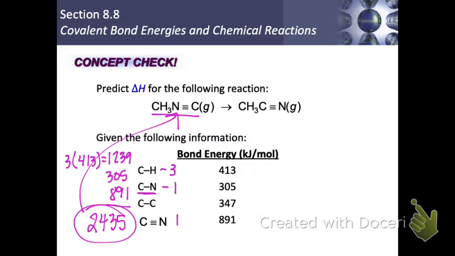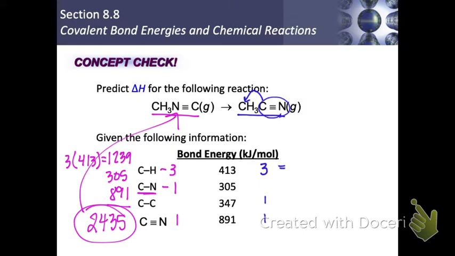Without drawing out the molecule, let's see if we can identify the numbers of bonds in the molecule. Looking at our products, how many carbon to hydrogen single bonds will we have? 3. We're still going to have 3. Those 3 hydrogens are still bonded to that carbon. Are we going to have a carbon to nitrogen single bond here? No, we don't have anything right there. Do we have a single carbon to carbon bond? Yeah, because this carbon has to be attached to that one. So we've got 1 of those, and do we still have a triple bond carbon to nitrogen? Yes, so we still got 1 of those.